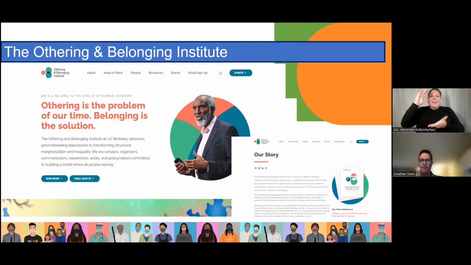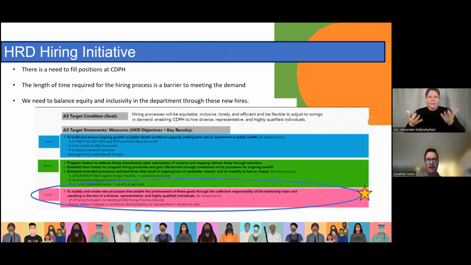Next slide. In the final strategic A3 or vertical value stream that we're focused on currently that we'll be sharing today is within the Human Resources Division, and we have the Human Resources Division Hiring Initiative. So this is a multi-pronged approach to filling positions within CDPH while we're ensuring that we're hiring and developing a workforce that represents the diverse people and communities of California. So there's that equity lens as a part of this important work.